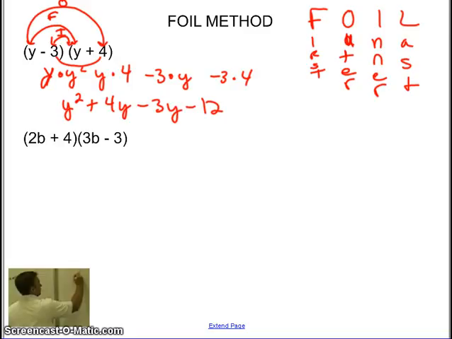Alright, after that, make sure you combine like terms. We have 4y and -3y. 4 minus 3 is 1, so we have 1y, and then bring everything else down.